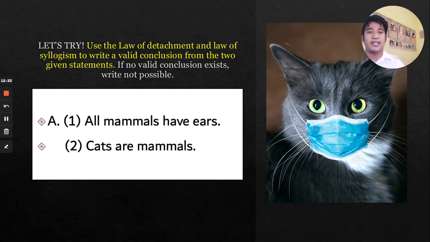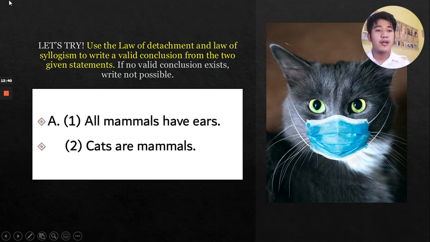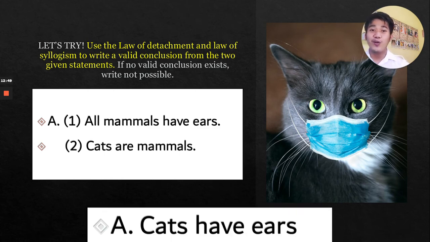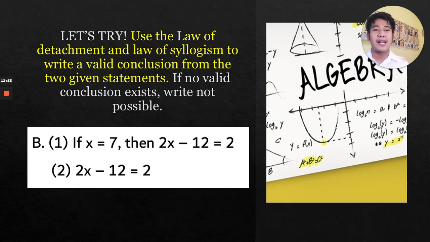Now let's try some. Use the law of detachment and law of syllogism to write a valid conclusion from the two given statements. If no valid conclusion exists, write not possible. Given statement number 1: all mammals have ears. Statement 2: cats are mammals. So what can we conclude? Very good. We can conclude that cats have ears. Nice one.